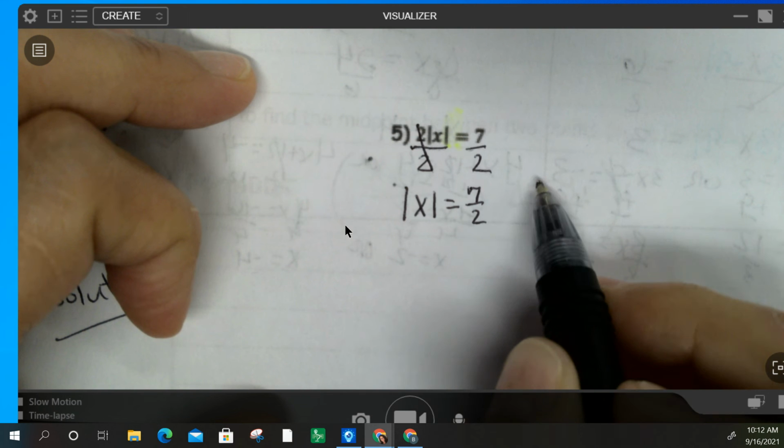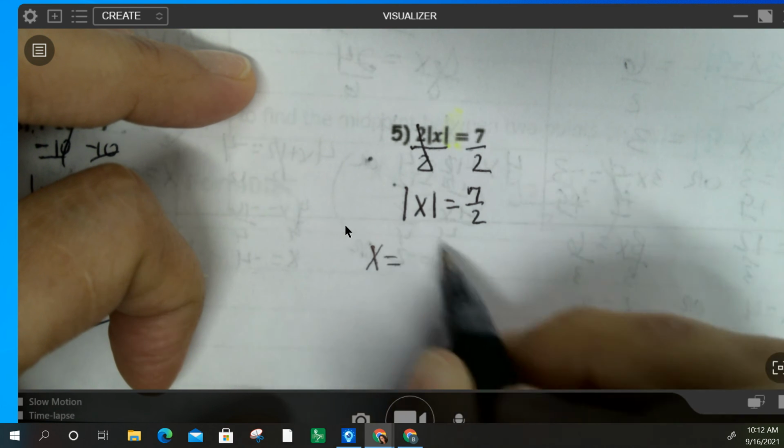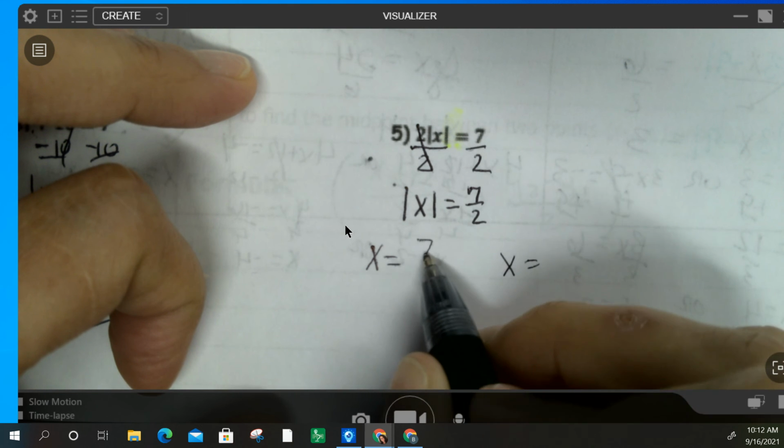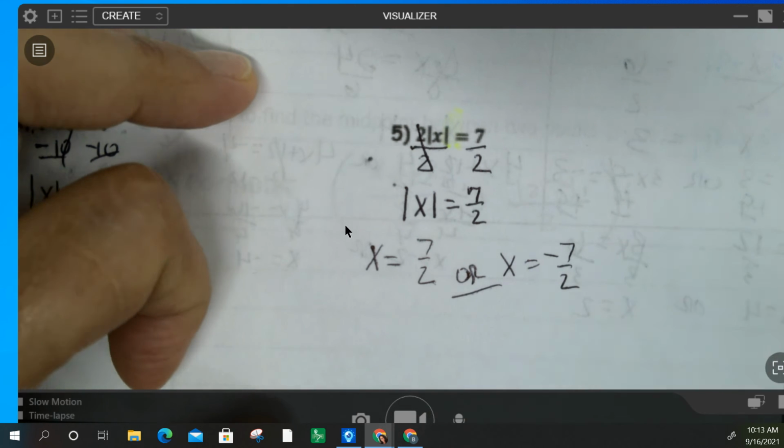I have a positive answer. It's a fraction, but that's okay. Positive. You can write it twice. X equals, bring down the 7 over 2 positive, bring down the 7 over 2 negative. And the or, and you're done.